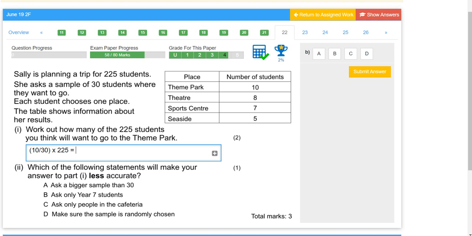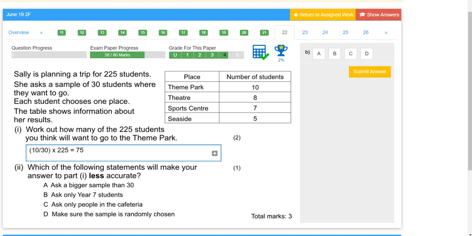And that tells me that it should be 75 students. And we'll see if we are right or not in just a moment. And then we're asked about the sample being accurate. And actually it says less accurate. It's like a trick question to make it less accurate.